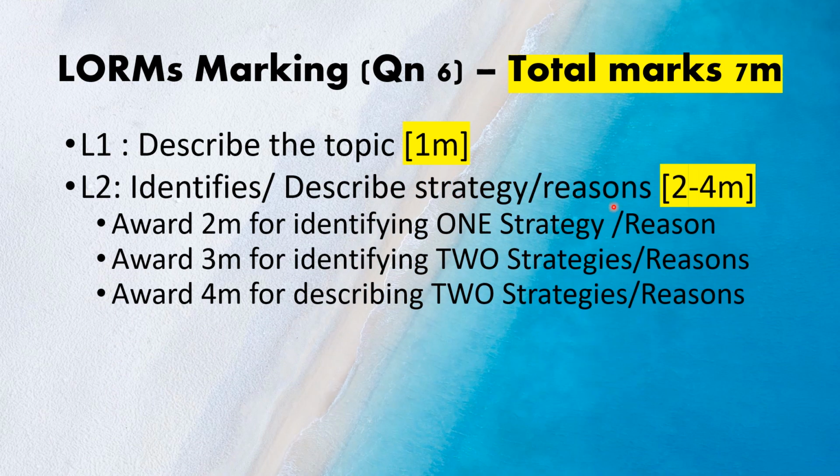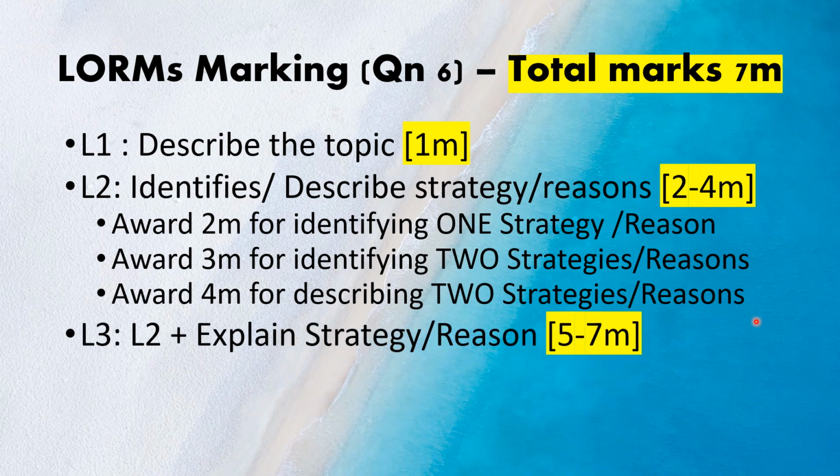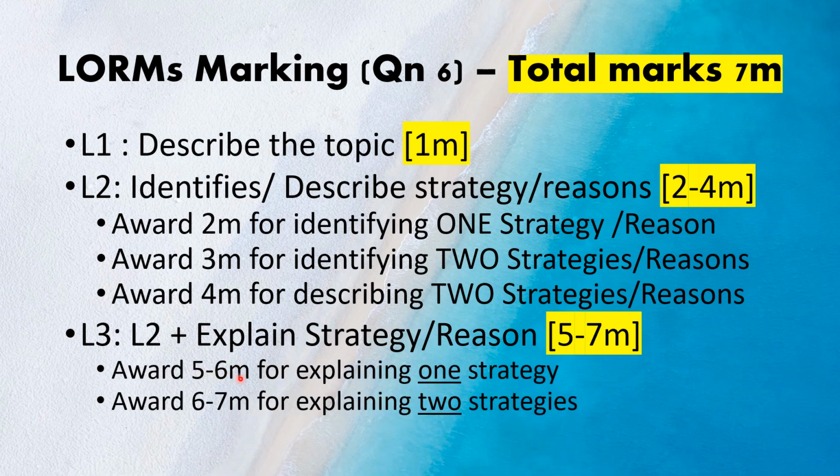Now, level 2 is 2 to 4 marks. It is when you identify one strategy or reason. 3 marks is given for identifying 2 strategies or reasons. When I say identify, it's really just one basic line. And 4 marks is if an O-level student is able to describe a little bit about strategies and reasons. Now, you get 5 to 7 marks if you explain, and the key word here is explain. 5 to 6 marks for explaining one strategy, 6 to 7 marks for explaining 2 strategies.